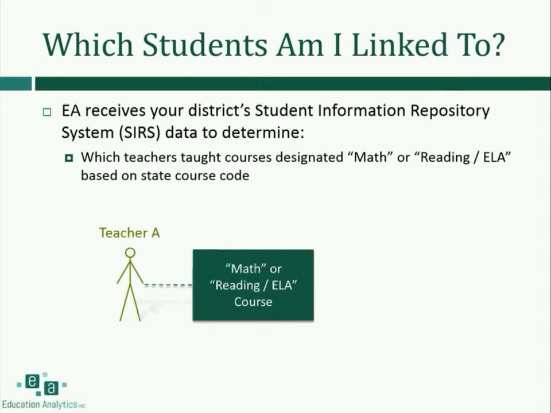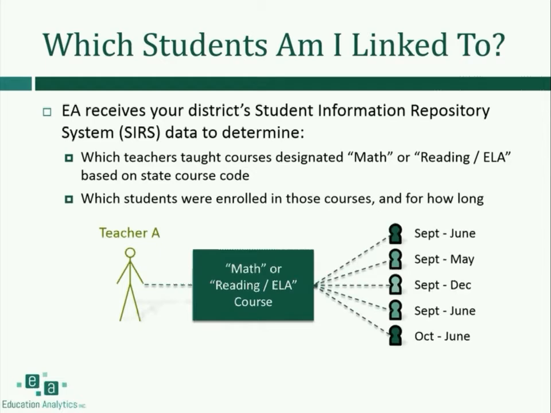What happens is EA receives your district's Student Information Repository System, or SIRS, data, and we use that to determine which teachers taught courses designated as math or reading and ELA based on the state course code. So here we have an example of Teacher A being linked to a course that might be math or reading or ELA. We also in that SIRS data receive a list of the students who were enrolled in those courses and for how long. So here we have a few students that were linked to that math or reading or ELA course, as well as the length of time that that student was enrolled in that course.